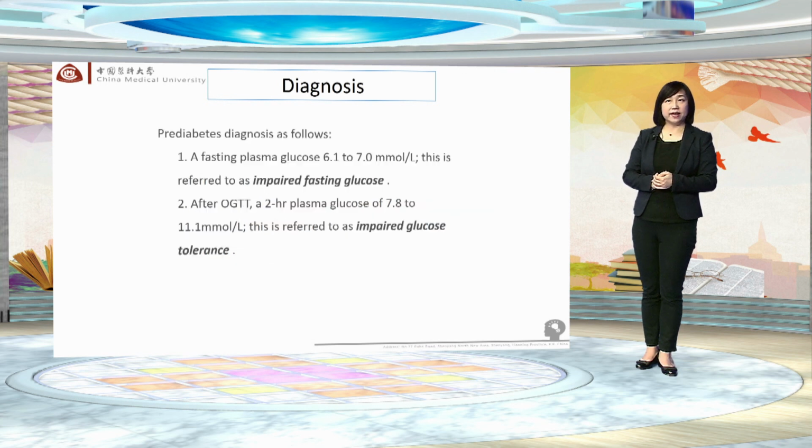Individuals with glucose level higher than normal but not high enough to meet the criteria for diagnosis of diabetes are considered to have pre-diabetes. The diagnosis of which is made as follows. The first, a fasting plasma glucose of 6.1 to 7 millimole per liter. This is referred to as impaired fasting glucose. The second, after OGTT, a 2-hour plasma glucose of 7.8 to 11.1 millimole per liter. This is referred to as impaired glucose tolerance.